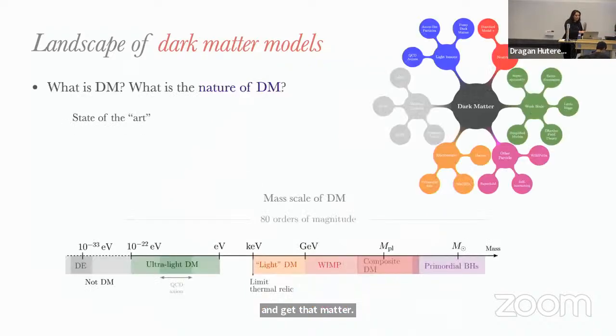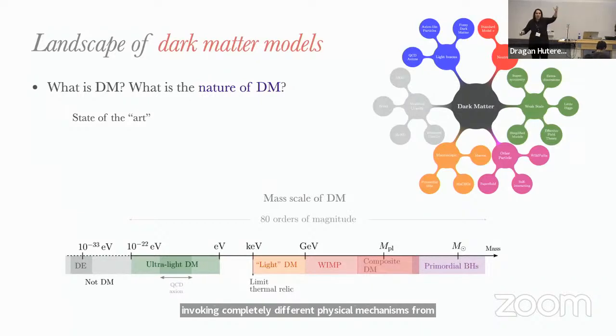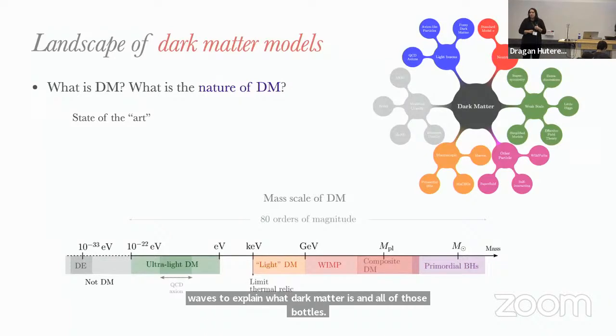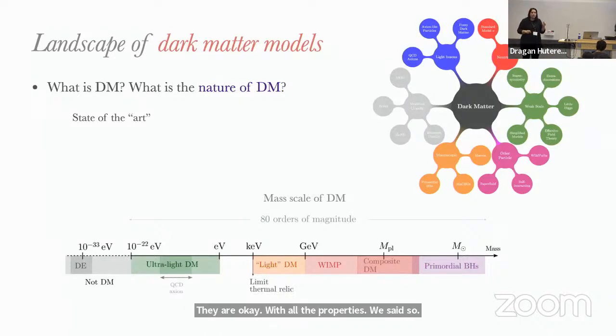So we not only span 80, 90 orders of magnitude, but we are invoking completely different physical mechanisms, from particles to black holes to waves, quantum mechanical waves, to explain what dark matter is. And all of those models are okay with all the properties we said. So when I was talking about the properties of mass, now I have a guide on how to build my own model of dark matter. Yeah, and we all do, because look at this, we all have one model and it's crazy. There's a lot of models.